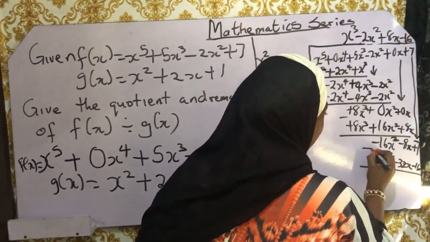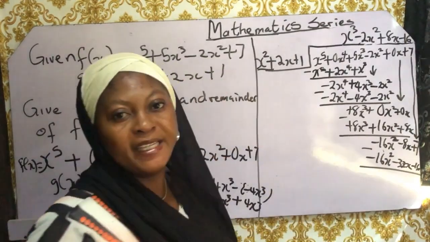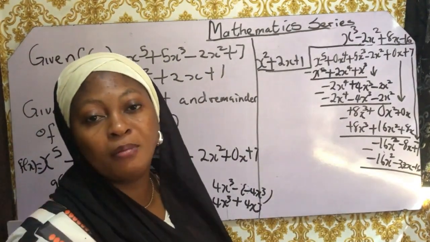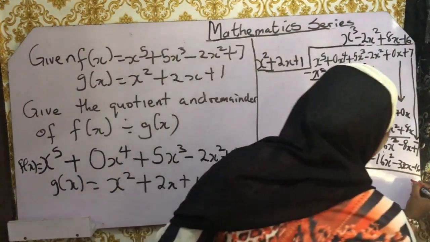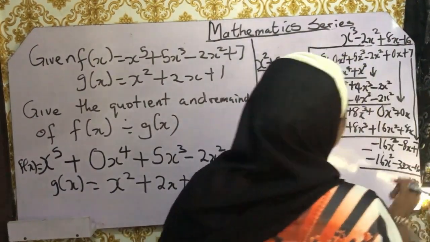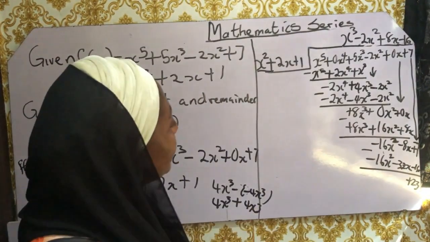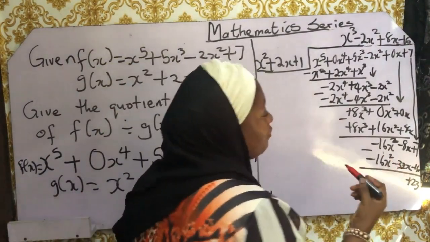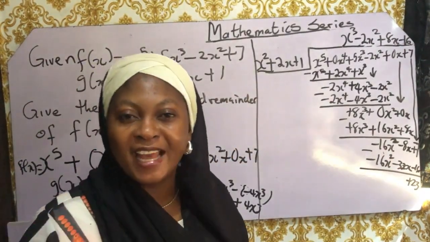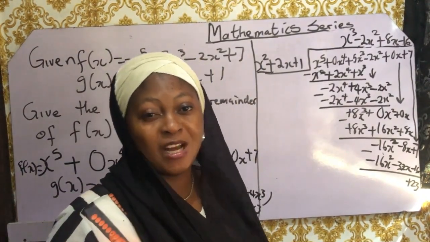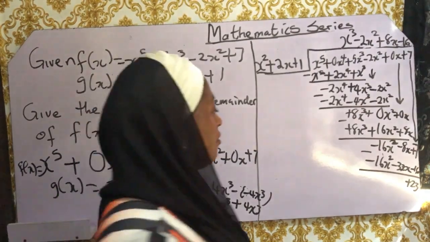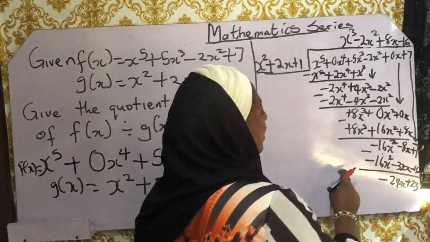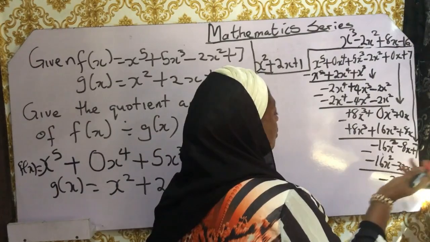Now let's subtract. Plus 7 minus negative 16. Minus times minus will give you plus. So 7 plus 16 will give you plus 23. So you have plus 23. Now 8x minus negative 32x. Minus times minus will give you plus. So you have negative 8x plus 32x. That will give you negative 24x. Negative 16x squared minus 16x squared will be 0.